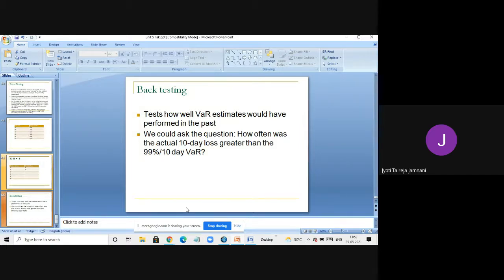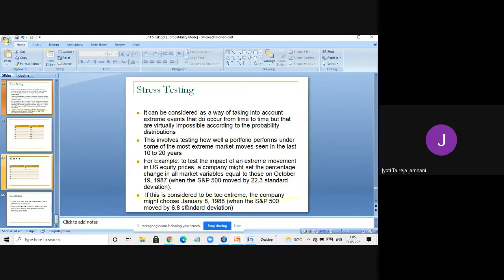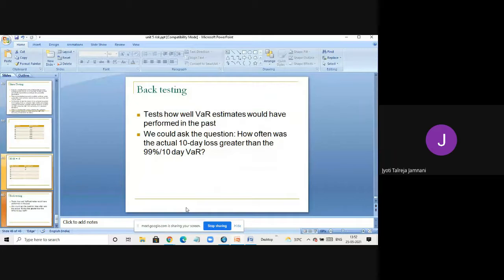So you're just checking your today's portfolio with the past. That is back testing. Whereas in case of stress testing, you check it with the past, but you check only the extreme event where things went worst and you check your portfolio at that stage. So this was the theory of fifth unit. We've completed the theory. If you have any doubts, you can ask. Otherwise, I'll do the problems on value at risk.